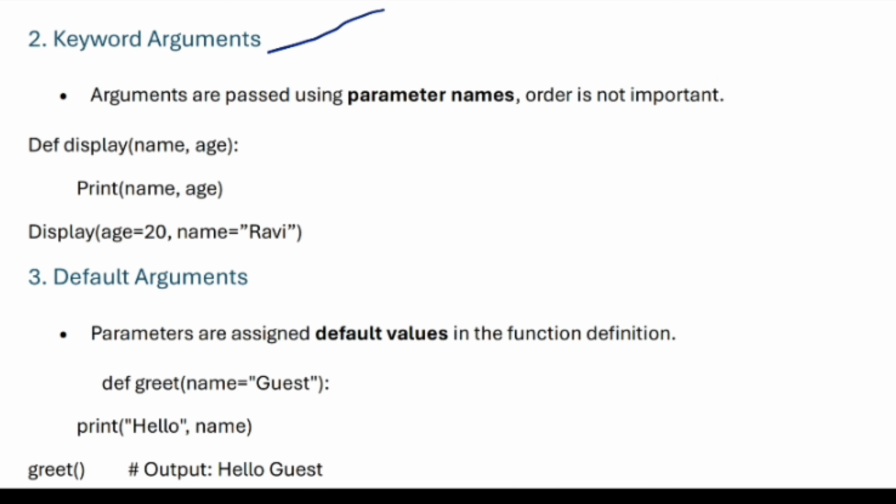Next is the keyword argument. In this keyword argument, we look at the parameter names. The order is not important, only the keywords are important, age and name. So if displayed, it will be age 20, and the name will be displayed, as in the example.